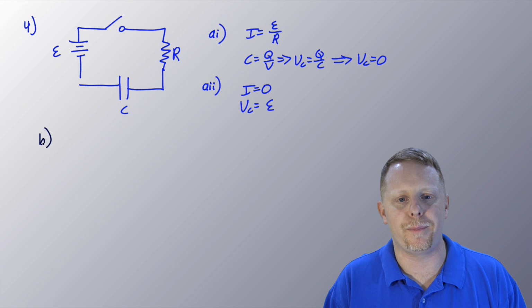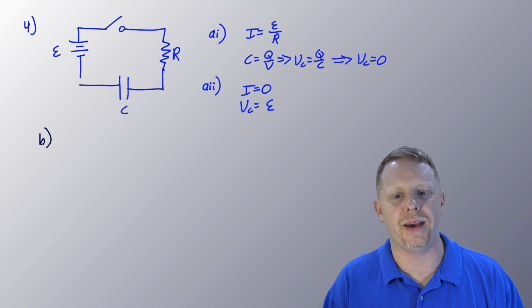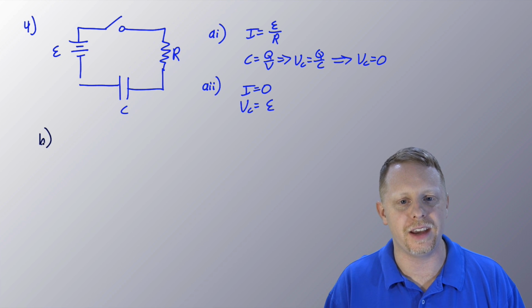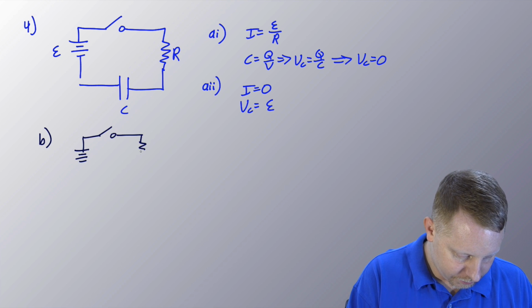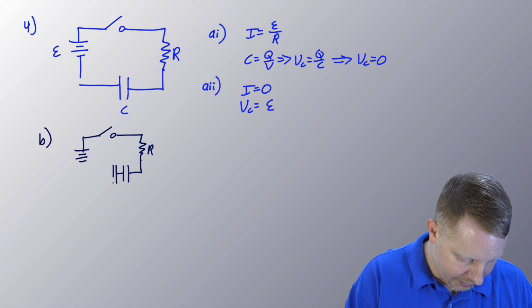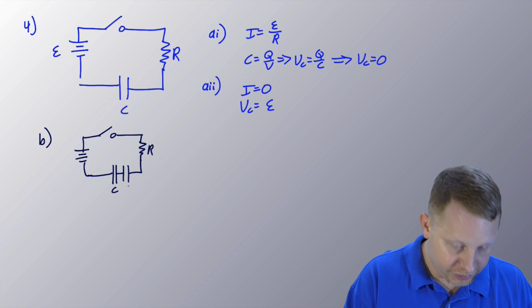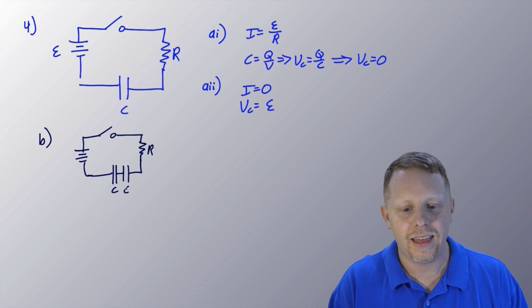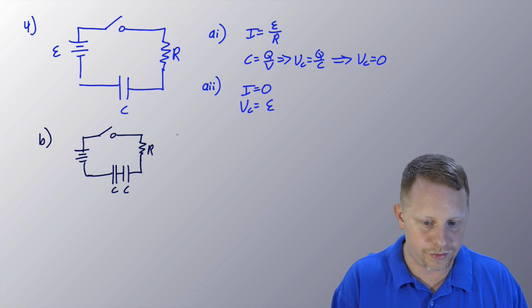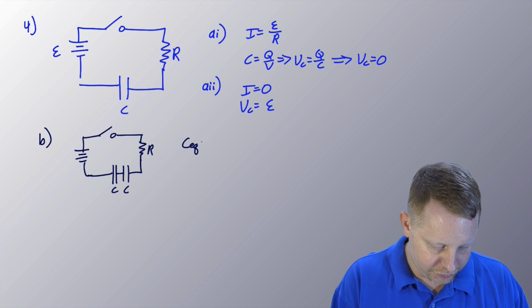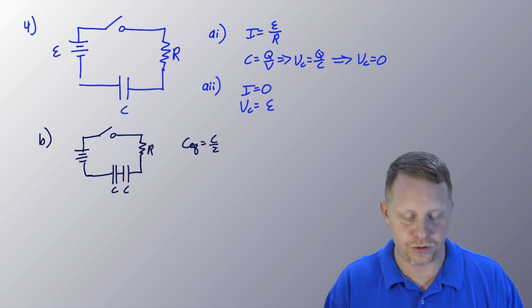The switch is opened, the capacitor is discharged, and a second identical capacitor is added to the circuit in series with the other components. The switch is then closed again. So now we've got a similar looking circuit: battery, switch, R, and 2 capacitors in series. The first thing I'm going to recognize is 2 capacitors in series. The equivalent capacitance of those 2 is going to be C over 2.